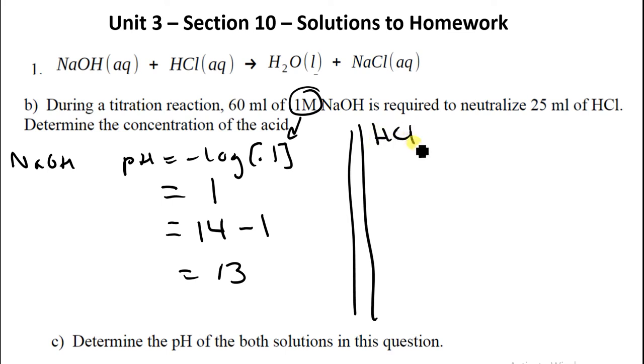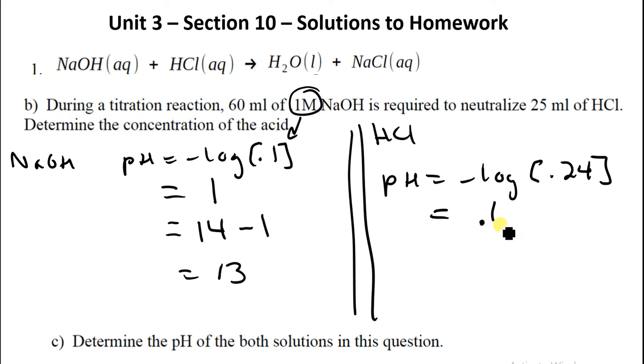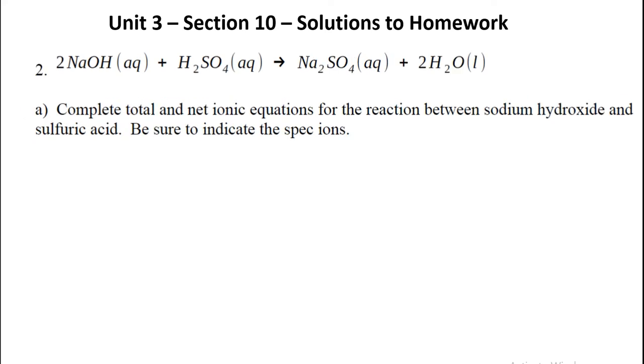For the HCl, we just figured out it had a concentration of 0.24 molar, and we do the negative log of that value, and we should get 0.62, and that is definitely in the acidic range, so we shall leave that one alone. Alright, on to the next question here. We need to do our net ionic equation stuff.